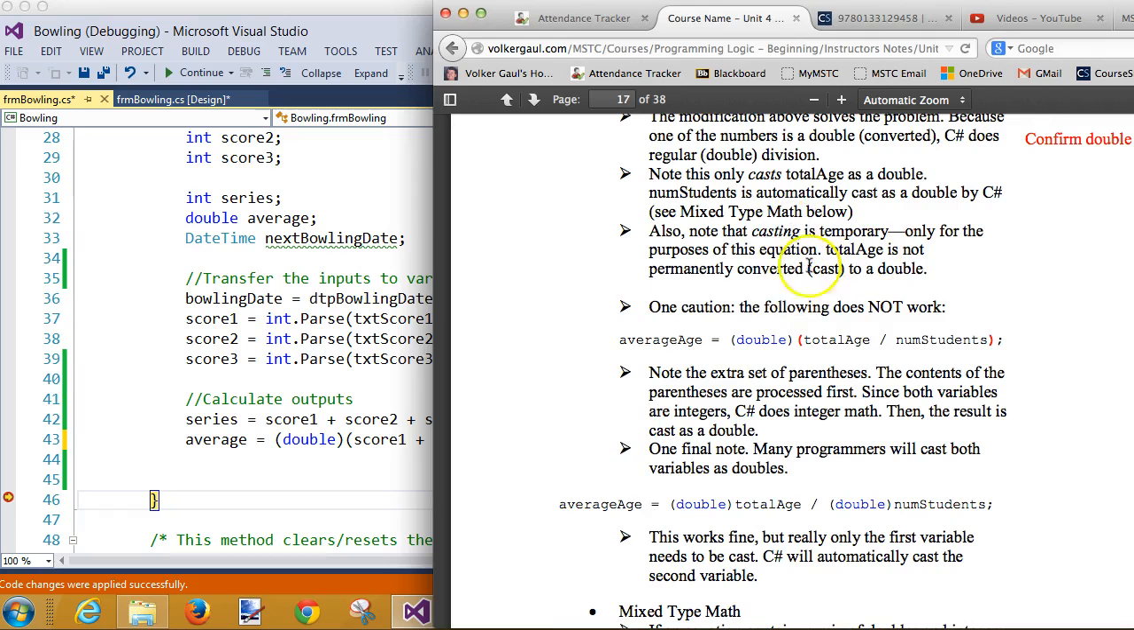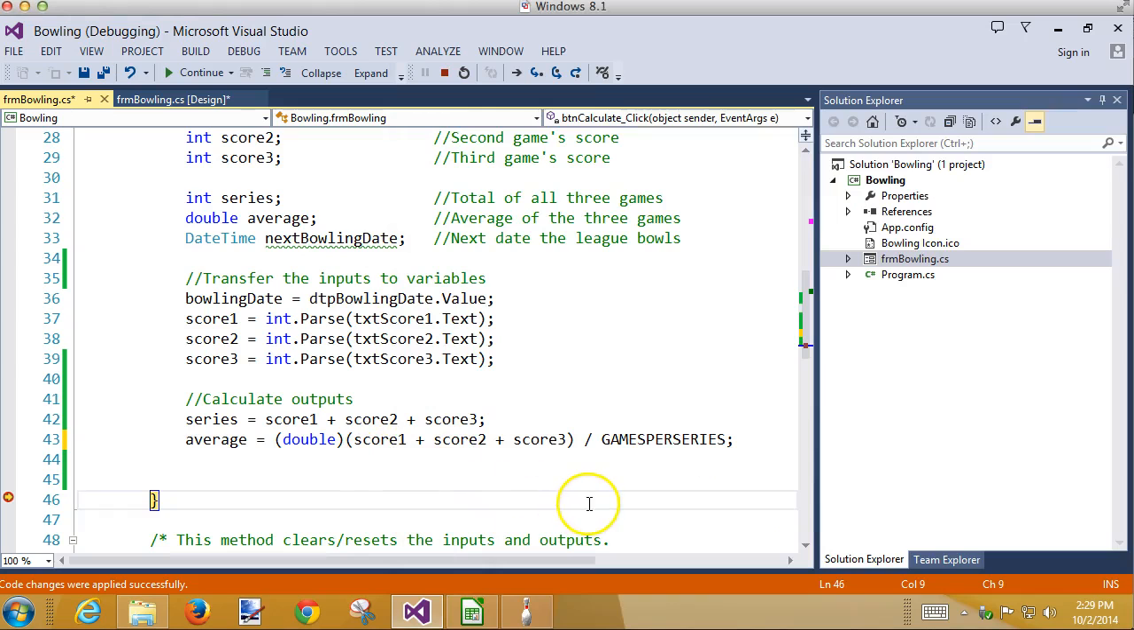It's called typecasting. It's temporary. This is not now a double. It's still an integer, but for the purposes of that equation, the total was converted to a double. For the purposes of this equation, C# converted that to a double, just for this equation.